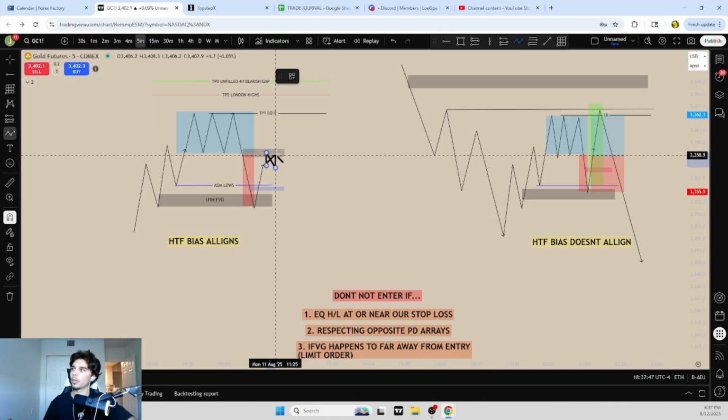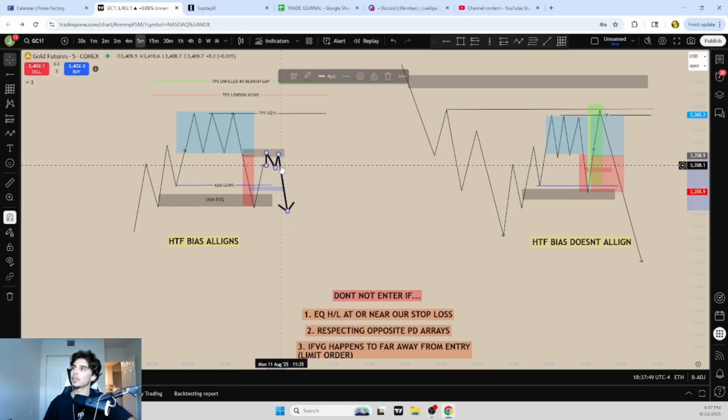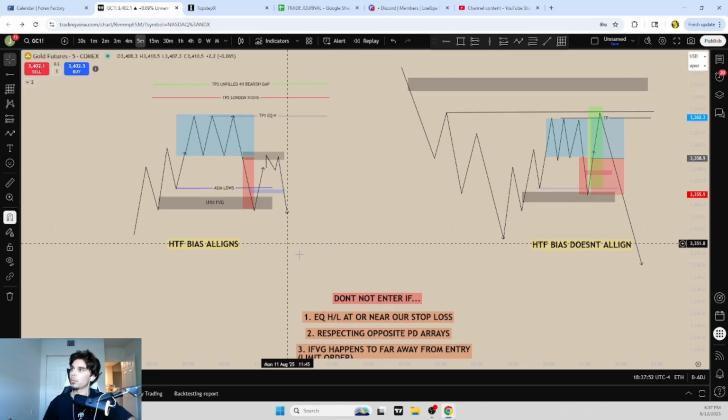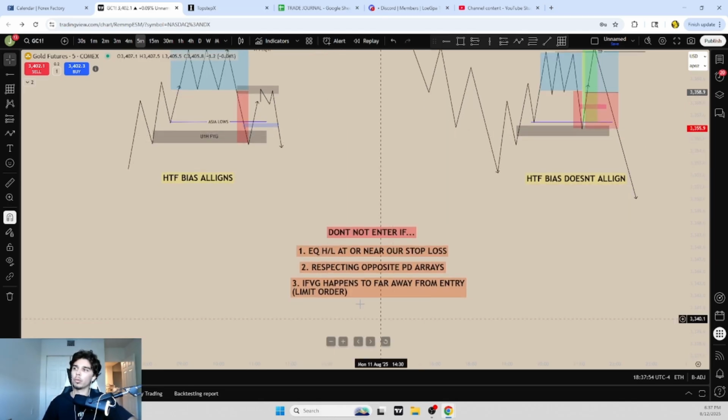Respect that 5 minute and then continue down, right? Let me get that back down to 1. Boom. So we don't want to enter if we're respecting opposite PD arrays.